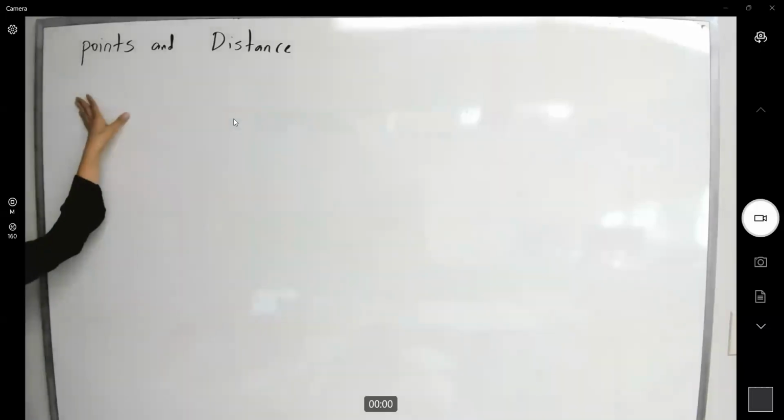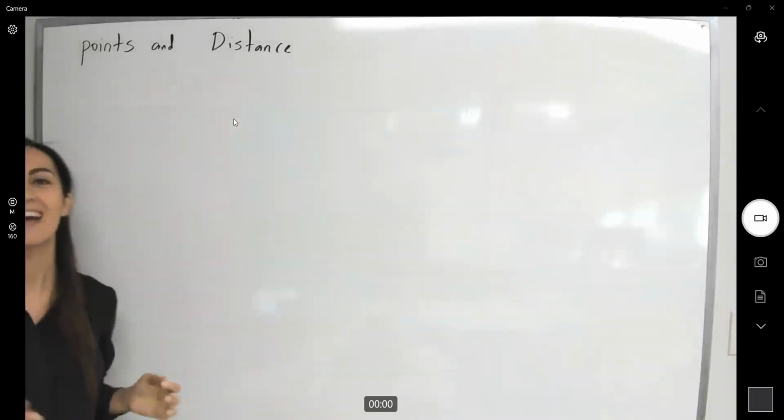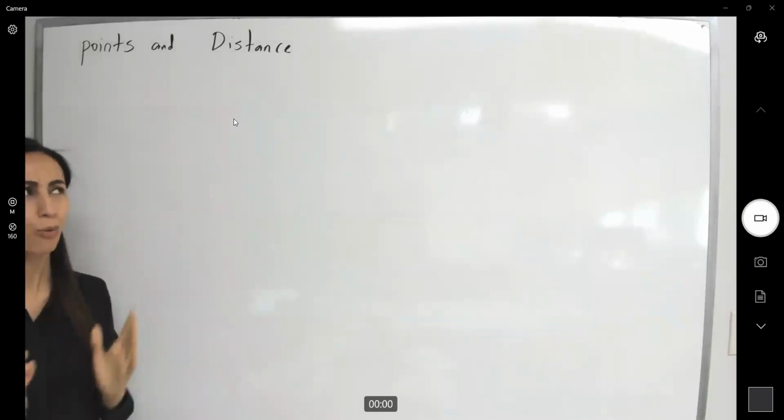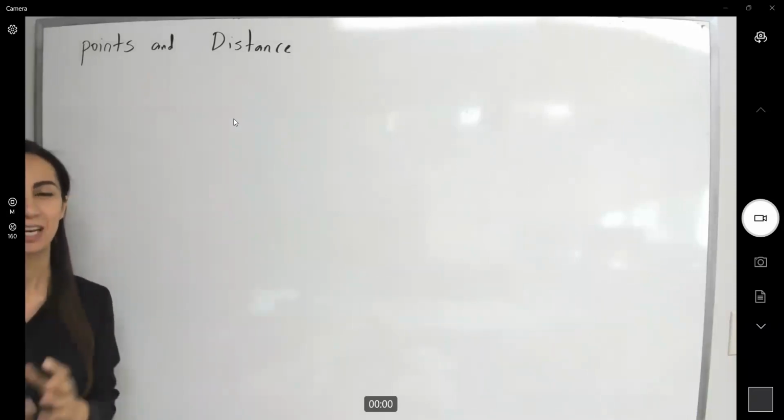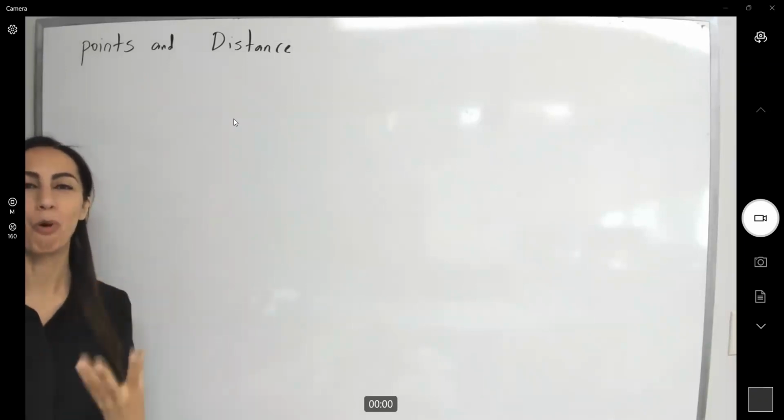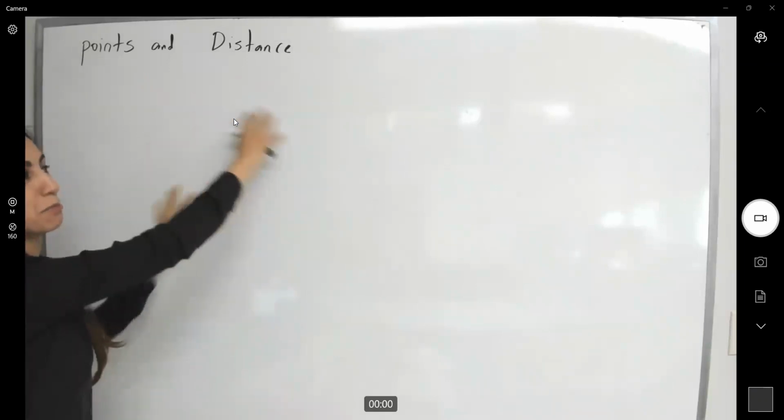Very good. So today we're going to talk about points and distance. Well, what do we need? We need to be able to identify points in the plane.